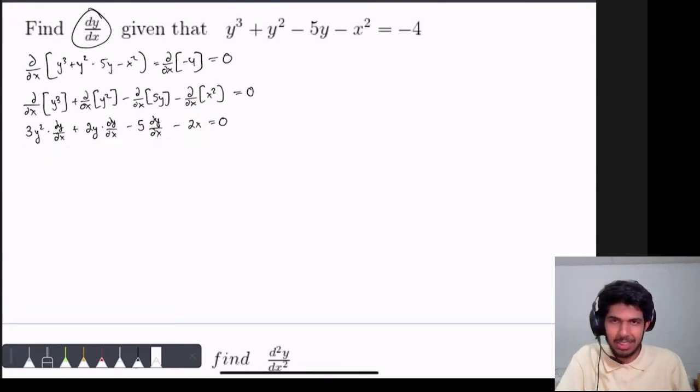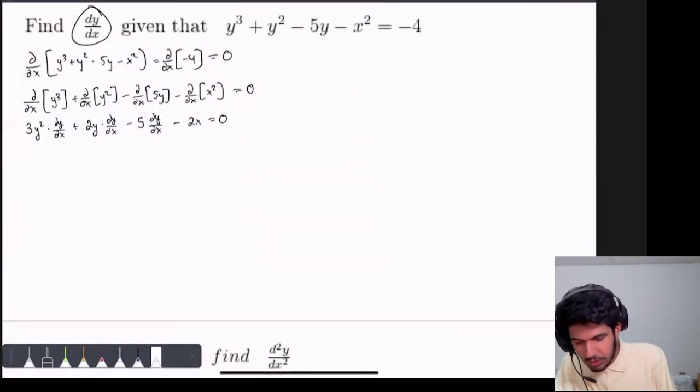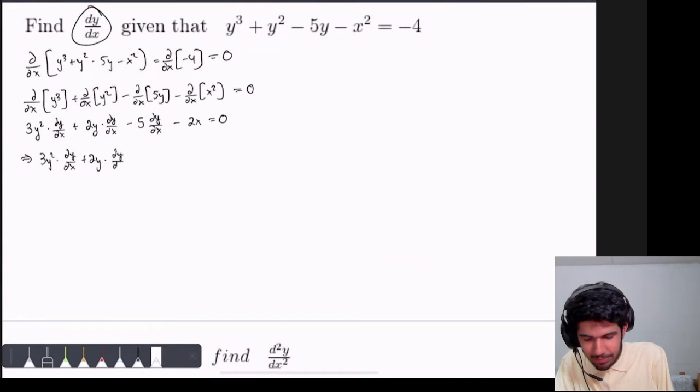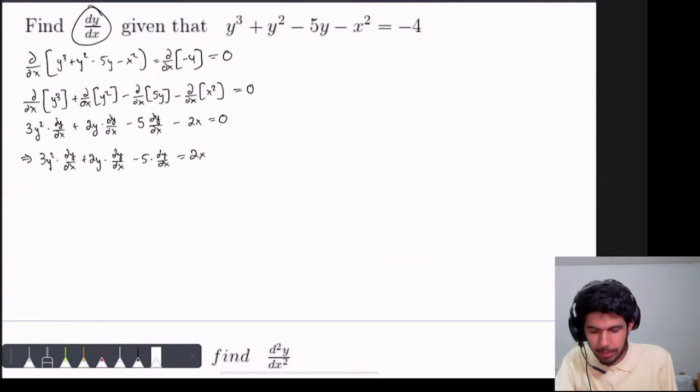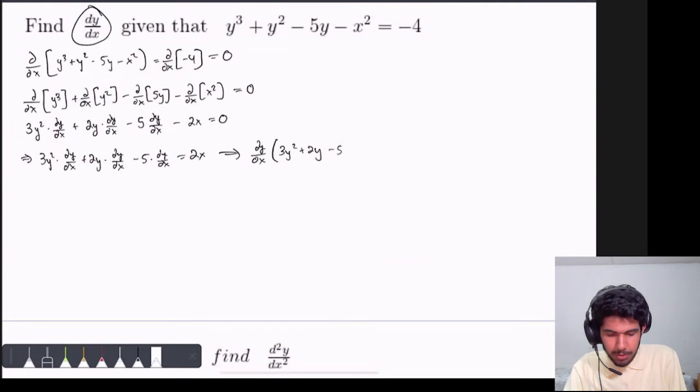So let's isolate the dy/dx terms. This is step 2 here. So this tells us that 3y squared times dy/dx plus 2y times dy/dx minus 5 times dy/dx equals 2x, just by adding on both sides. And then we can factor out a dy/dx because it's common to all 3 terms on the left-hand side, and we get this polynomial. That's equal to 2x. And finally, we can just simply divide by that polynomial, and we get dy/dx equals this.